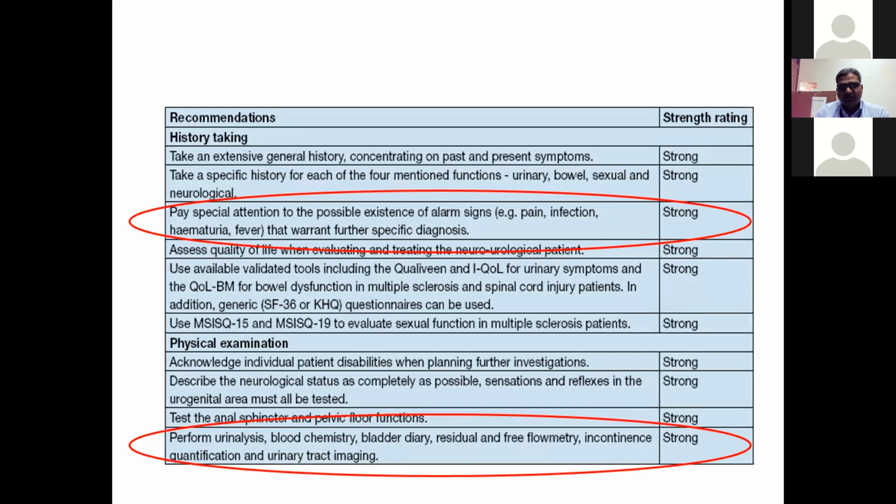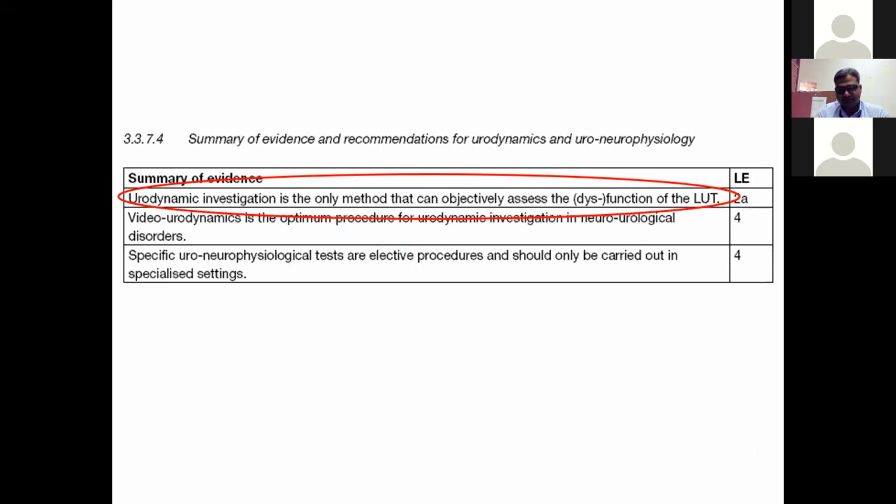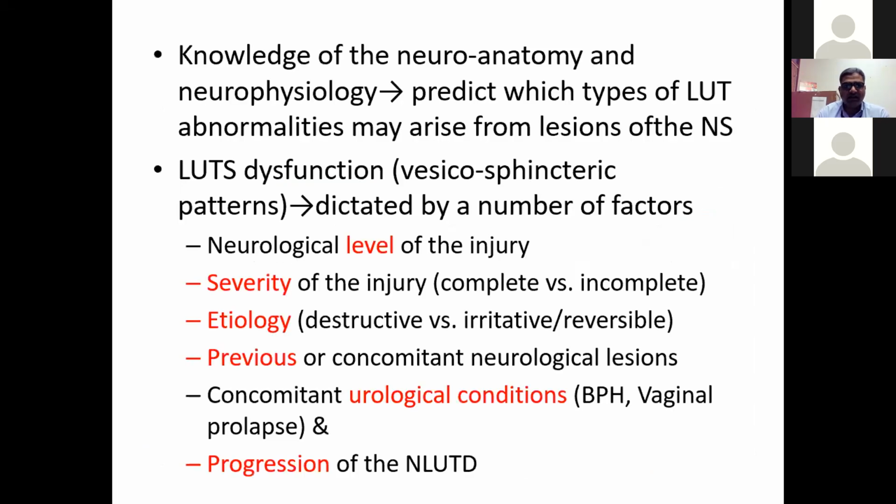Apart from history and physical examination, a routine urinalysis, blood chemistry, voiding diary, measurement of post-void residual volume and uroflowmetry, the quantification of incontinence, and urinary tract imaging are of utmost importance. Urodynamic investigation is the only method that can objectively assess the dysfunction of the lower urinary tract.